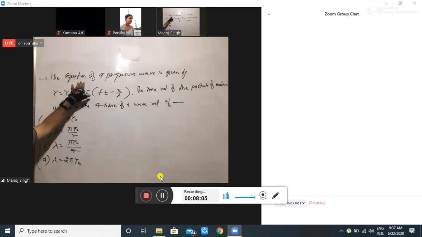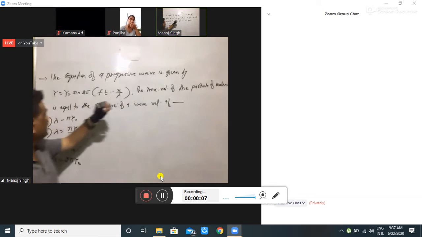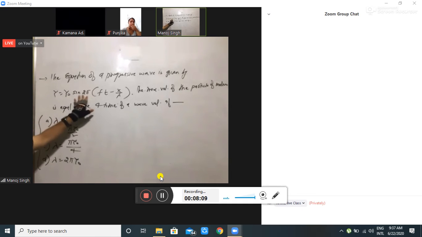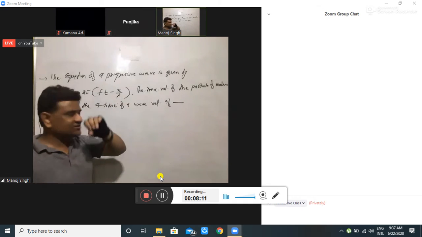So the question here: the equation of a progressive wave is given by y is equal to y naught sine 2 pi (ft minus x by lambda).